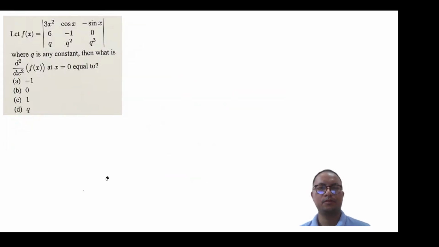One more question is there. The function of the pyramid in terms of the determinant, the double derivative at x equal to 0 is to be found. Don't find the determinant first.